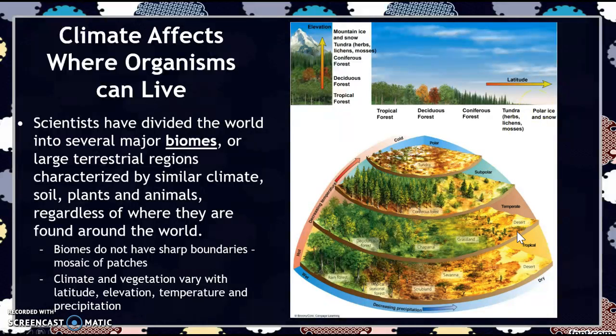The second figure here shows precipitation. So where it's really wet and hot, we have rainforest. As precipitation decreases and temperature decreases, we get a variety of different biomes.